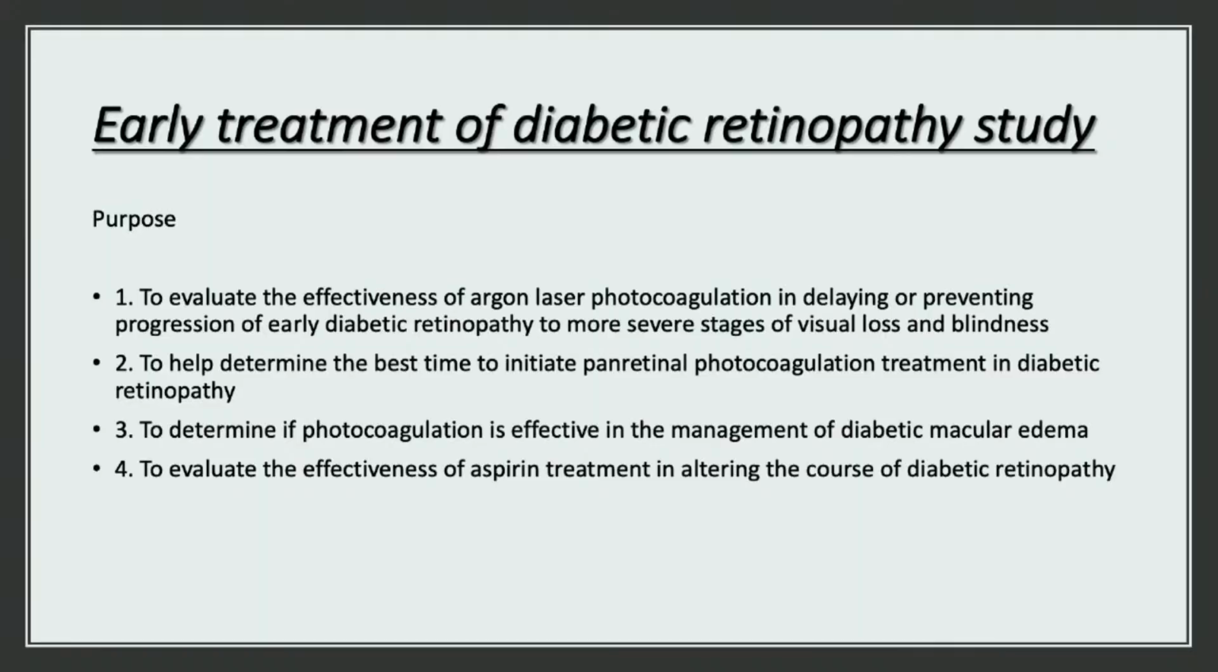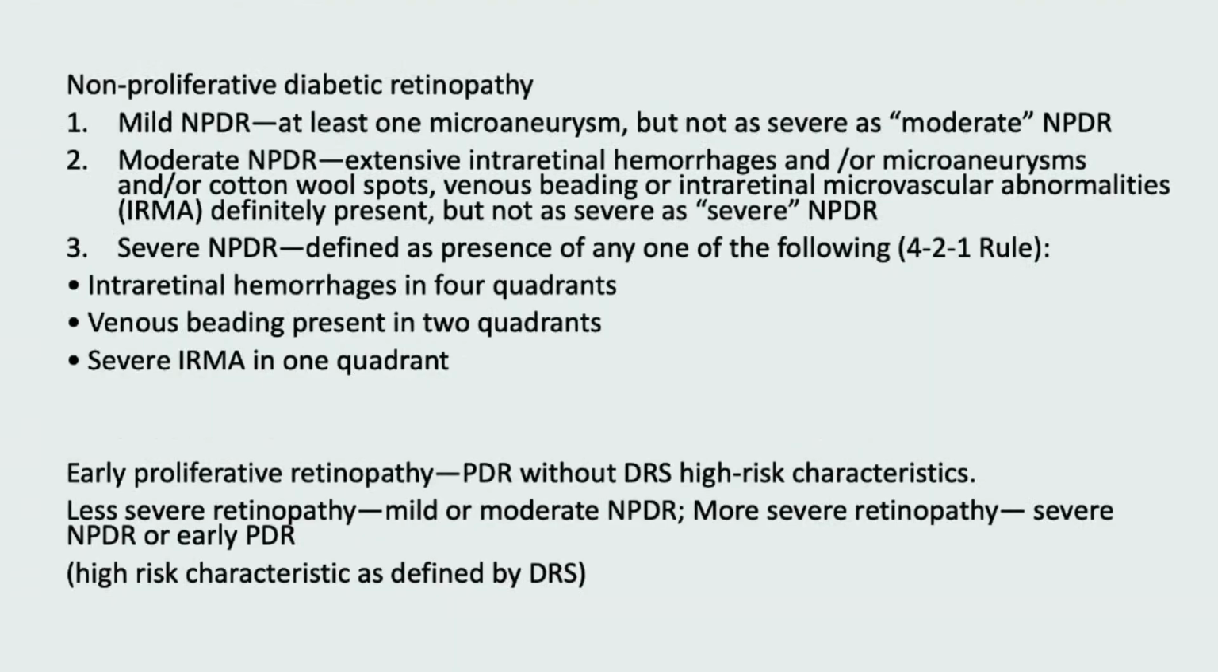So the ETDRS coined multiple terminologies. It helps us in classifying the disease a little better than the previous classification. It classified as mild, moderate, severe. If you have only microaneurysms, it's mild. If you are associated with a few hemorrhages in less than one quadrant or 1 or 2 quadrants, it is moderate. It is severe once there is 4 quadrant hemorrhage, or 2 quadrant venous looping, or 1 IRMA. And if there is proliferation, then you classify it as proliferative. So this particular classification was given by the ETDRS. It helped in the follow-up protocols.